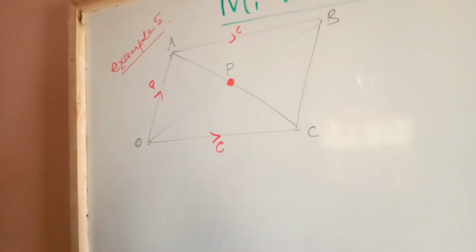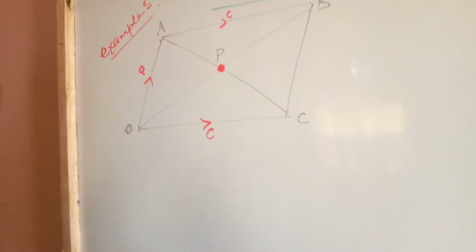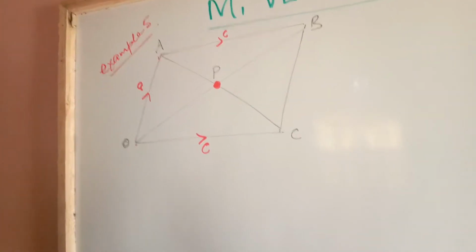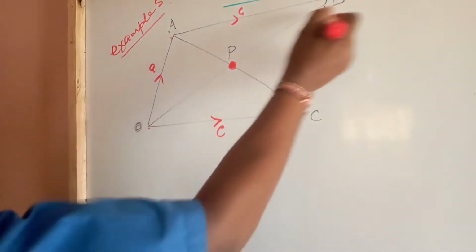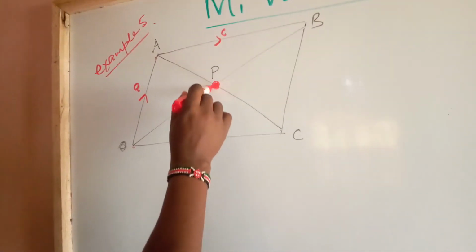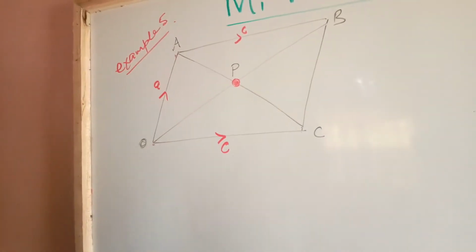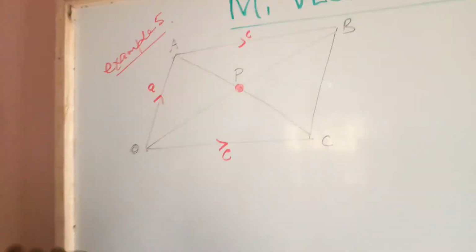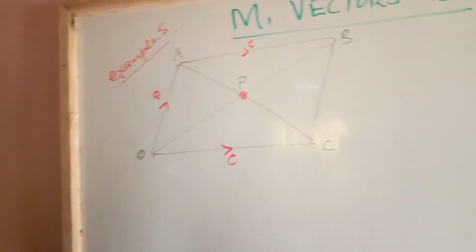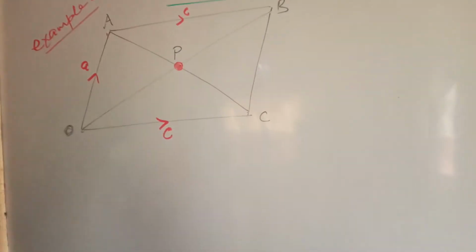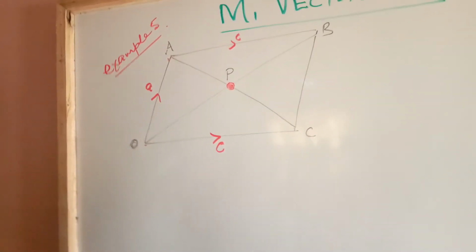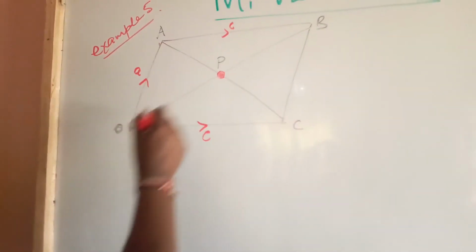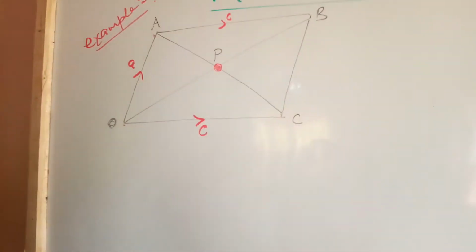Prove that the diagonals intersect each other. The question is, prove that the diagonals intersect each other. Prove that the line OB and the line AC intersect each other at point P. To prove that, you must show the properties of intersection. Of course, we will have to show that P is the midpoint of both OB and AC. We have to show that.